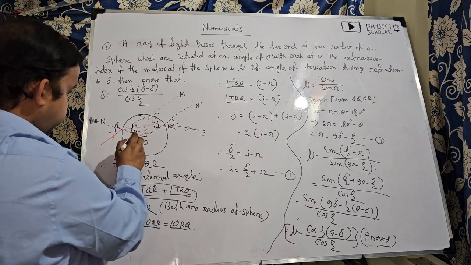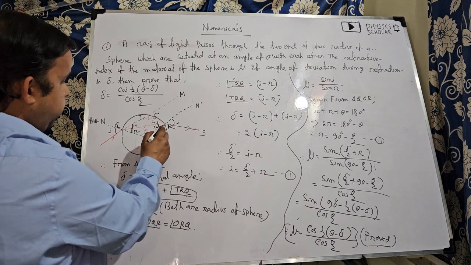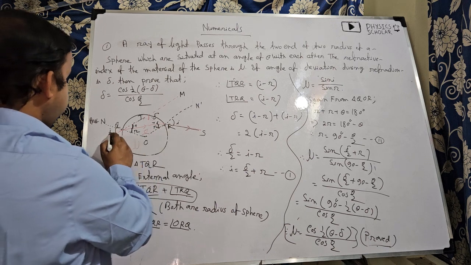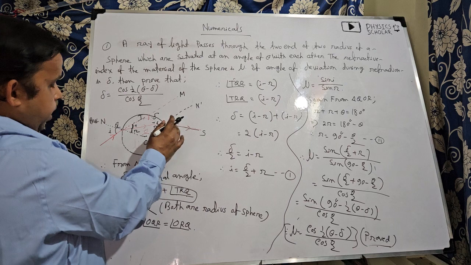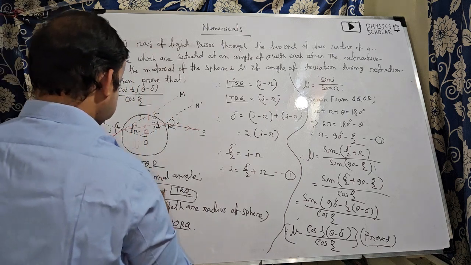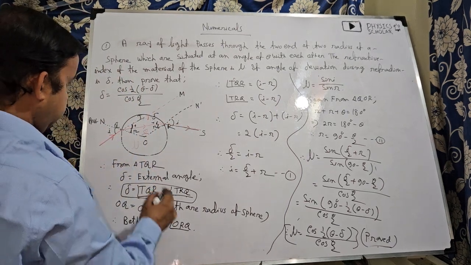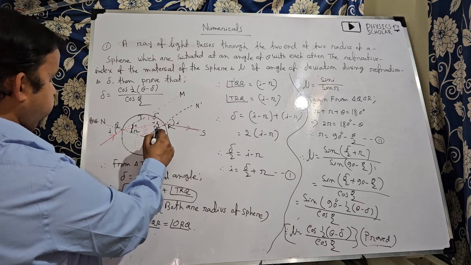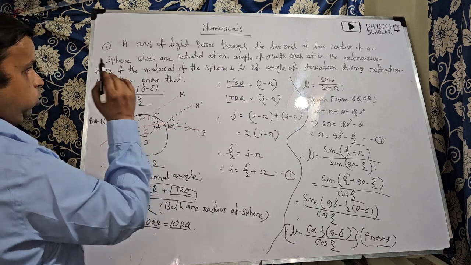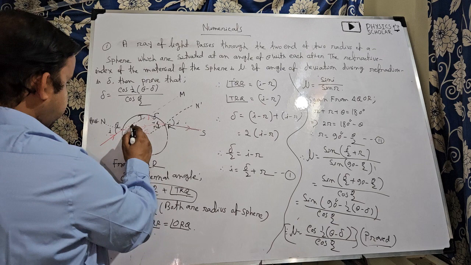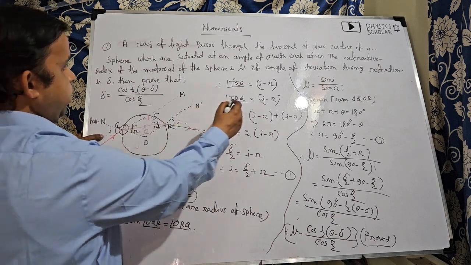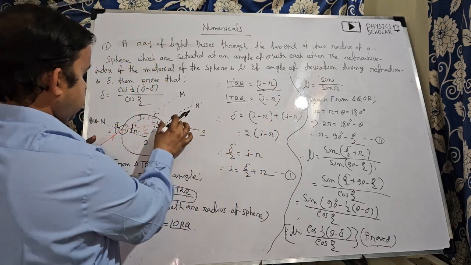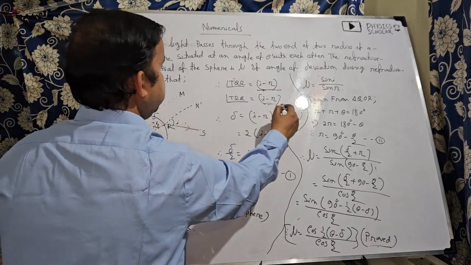That means this is the refracted angle and this will be the angle of incidence. Here, this will be the emergent ray, and this will be the angle of refraction. Now, what can we write? This angle will be r, this angle r, and this will be i, and this will also be i. So for this point, angle of deviation will be i minus r. For this point also, angle of deviation will be i minus r.